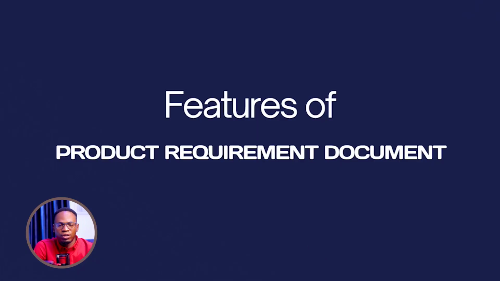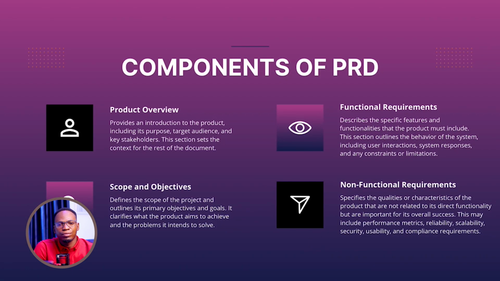Let's talk about the features. The features of product requirement documents are as follows. Number one, product overview. Product overview actually contains what the product is all about. Anybody coming into the document will just be able to see, okay, by taking a glance, you understand what the product is all about and the goal we want to achieve with that product.